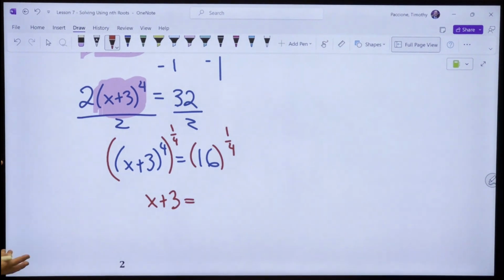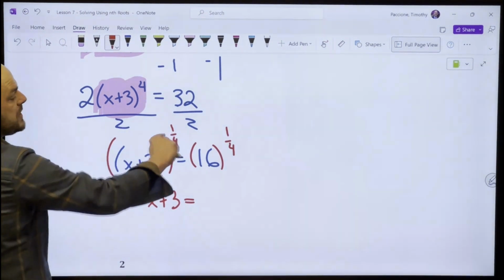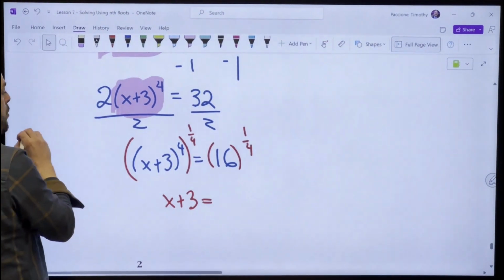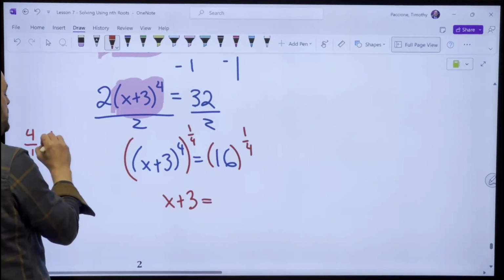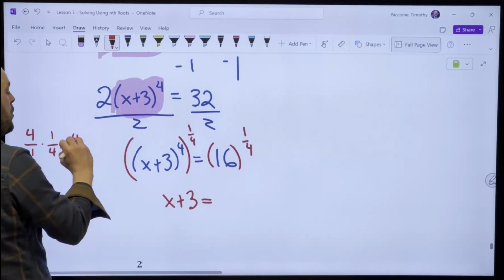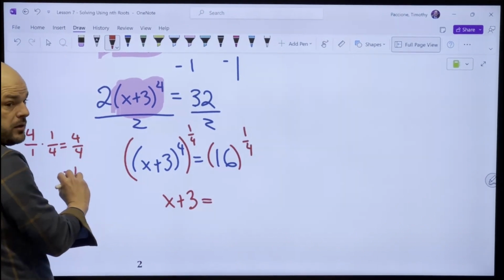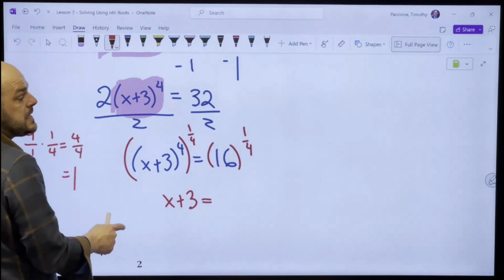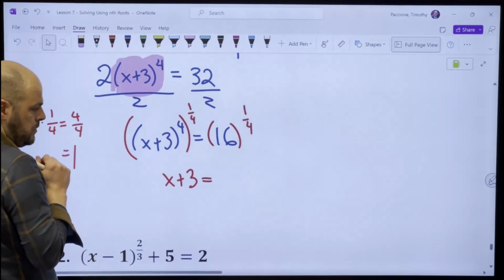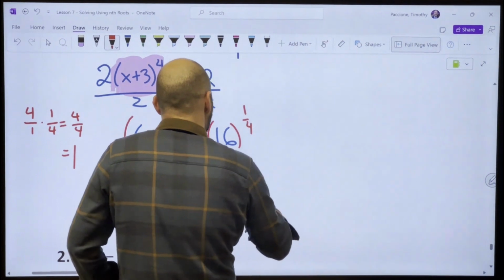I mean the fourth root, sorry, the fourth root of 16. Plus or minus 2. This 4 and this 1/4, because it's power to power, so it would be 4 over 1 times 1 over 4, which is 4 over 4, which is 1. Okay? What is the fourth root of 16? Plus or minus 2, right?